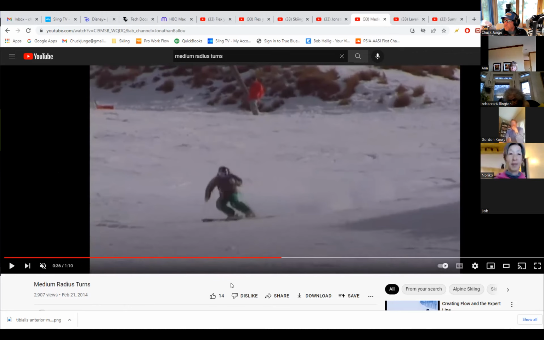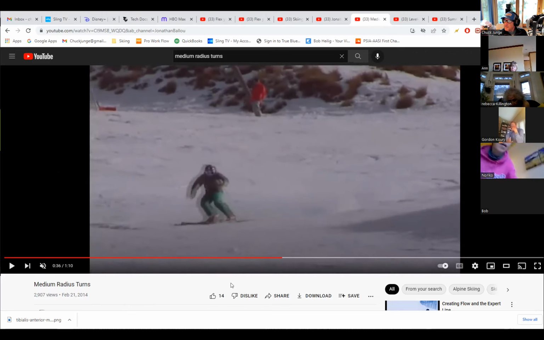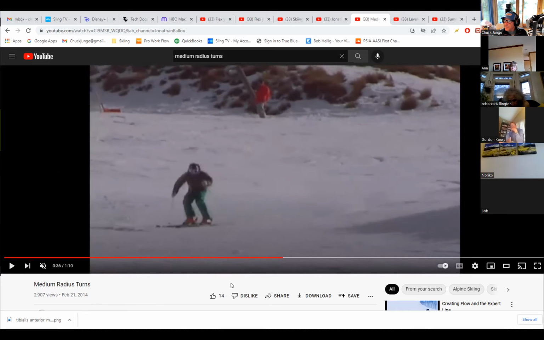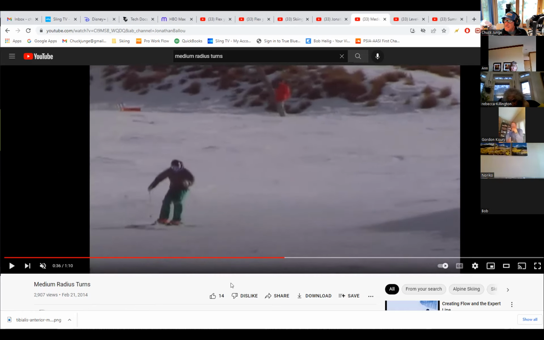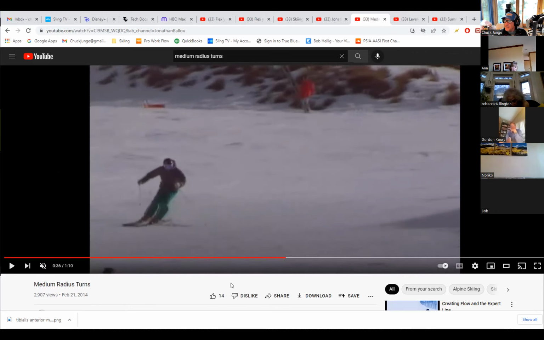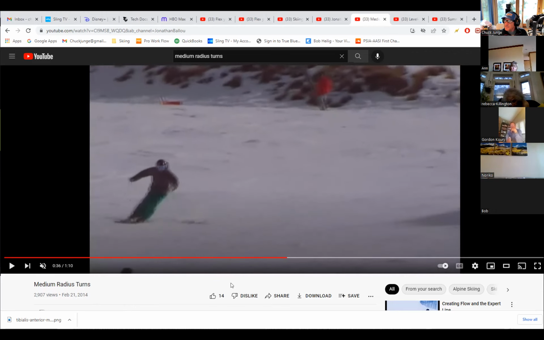Yeah, he's got a lot of pressure there. He's got to kind of mitigate. But even then, there's just very minimal extension of the ankle as he moves into the next turn.